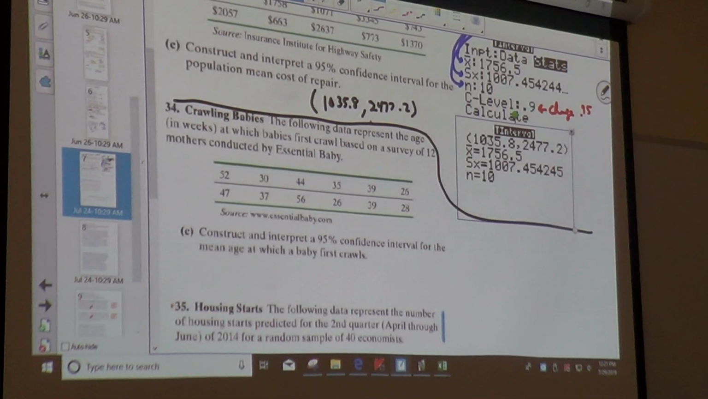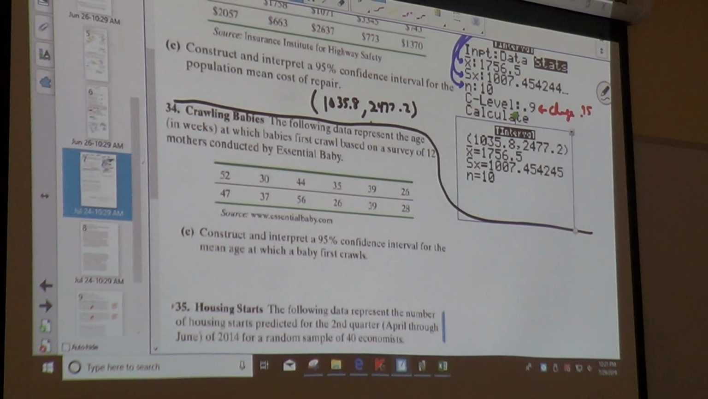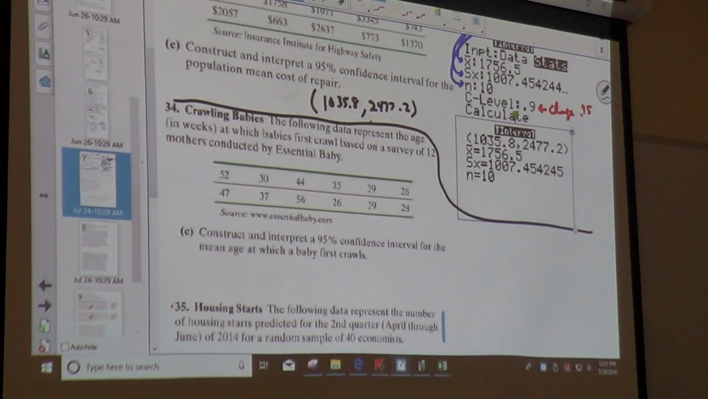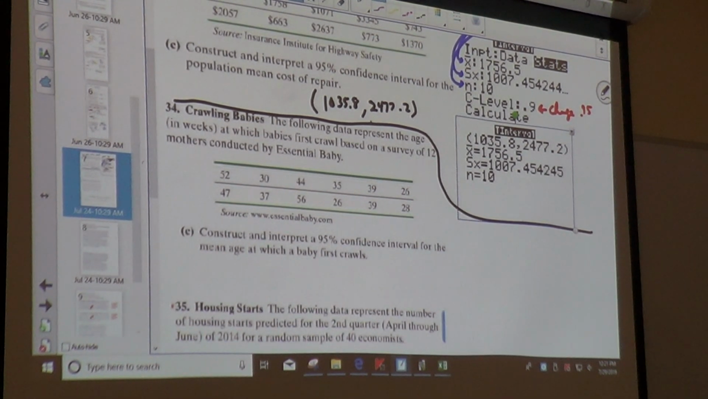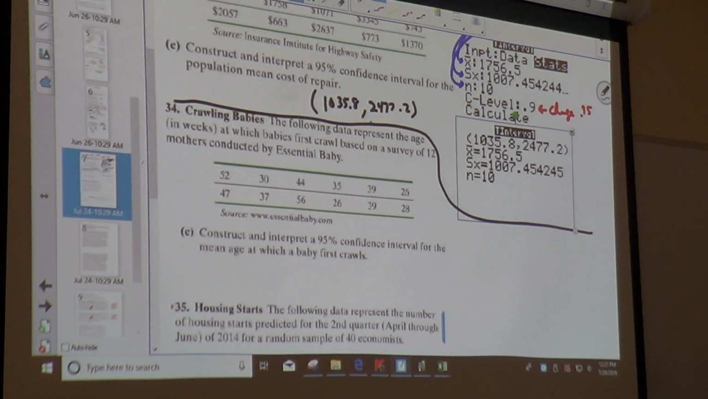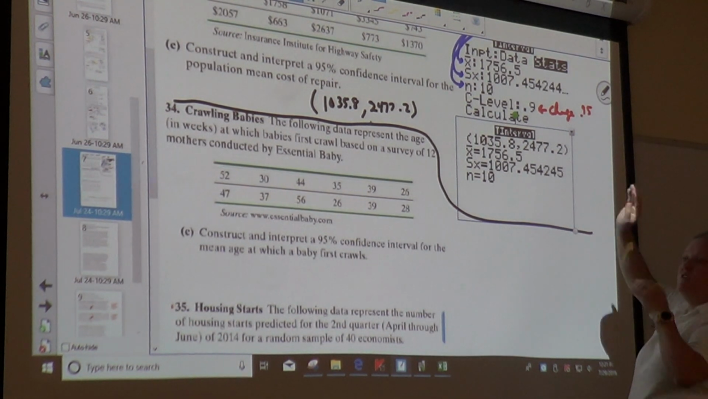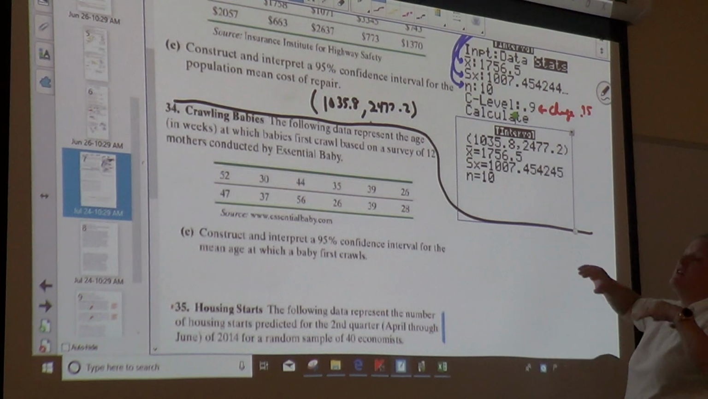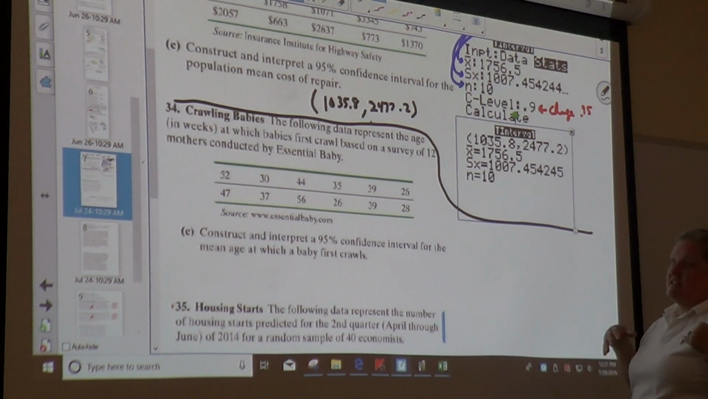So the question's going to say, construct the confidence interval. And again, when you go to the t-interval, it's going to ask, what is your mean? What is your standard deviation? And you're going to say, holy crap, I don't have my mean and my standard deviation, which means you're going to have to go to your 1-var stats to get that.